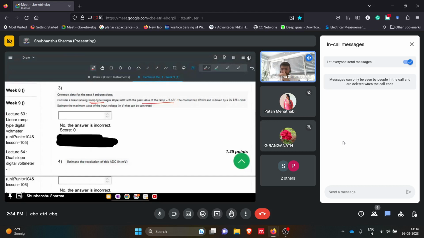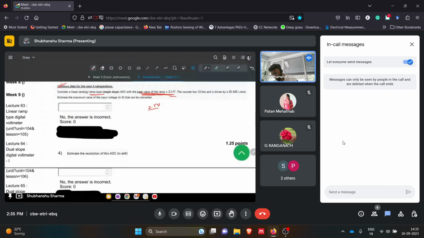In a ramp, the peak value, which is given here, is the limit up to which it can do conversion. Beyond that, the comparator will not work in that ramp type, so the clock will get switched off. That's why the maximum value of the voltage will be the peak value of the ramp. Till then it can do conversion, after that it cannot. You have to keep this in mind. That's how you solve this question.